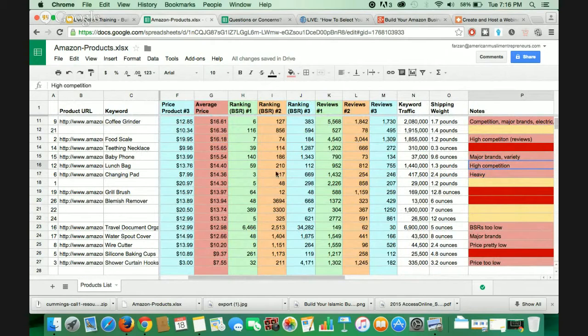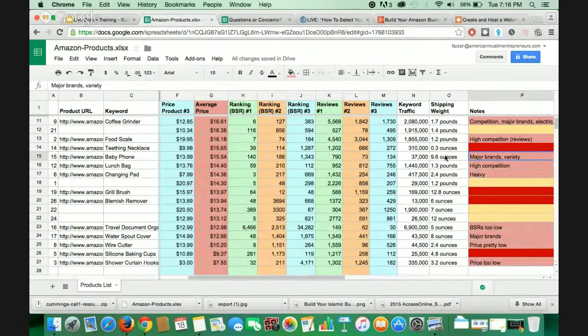This one, the lunch bag, has very high amounts of competition. The only way I was able to really tell that was to search lunch bag on Amazon. And if I looked at the number of people selling lunch bags, I saw that there was a lot of competition in the market for this product. So I took that one out as well. I wouldn't recommend that. The next one is the baby phone.